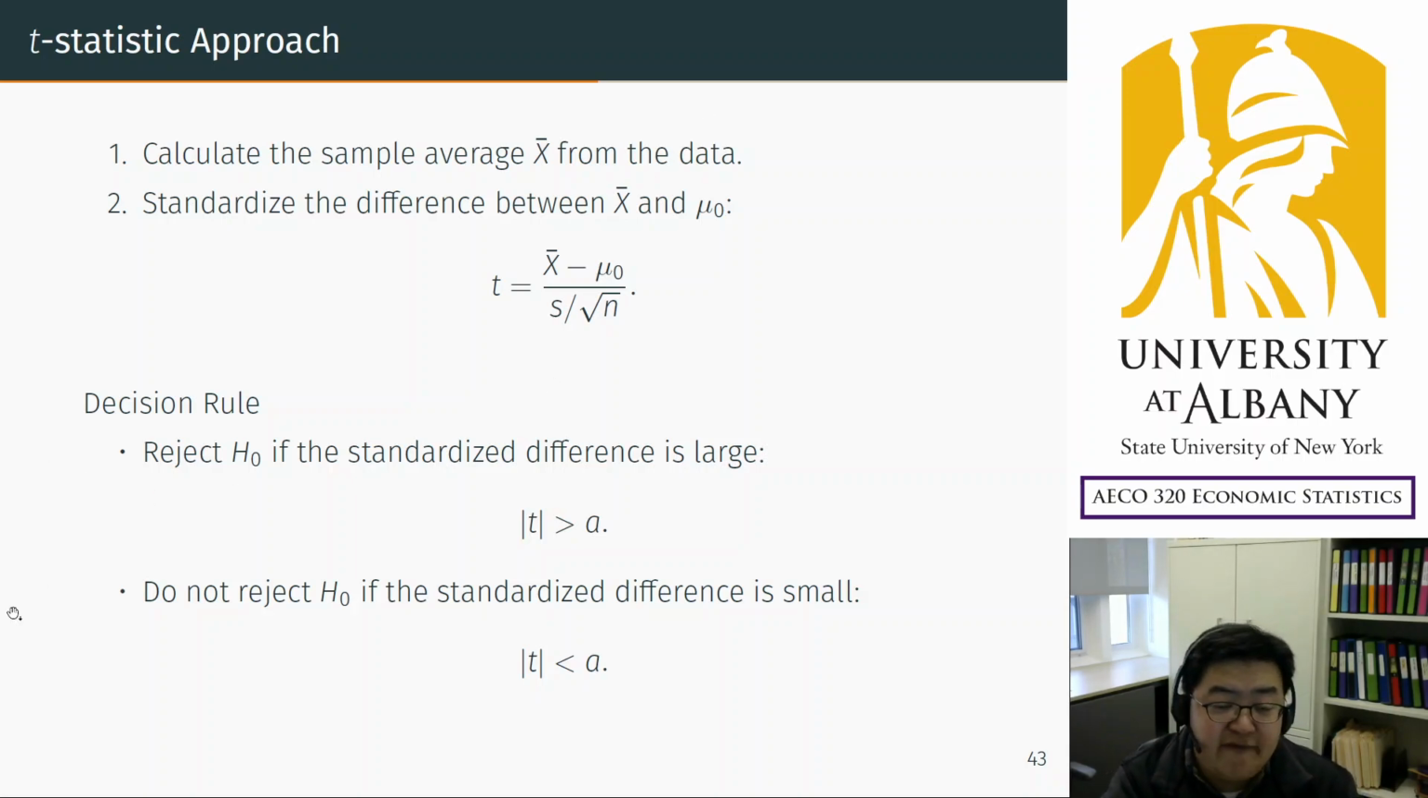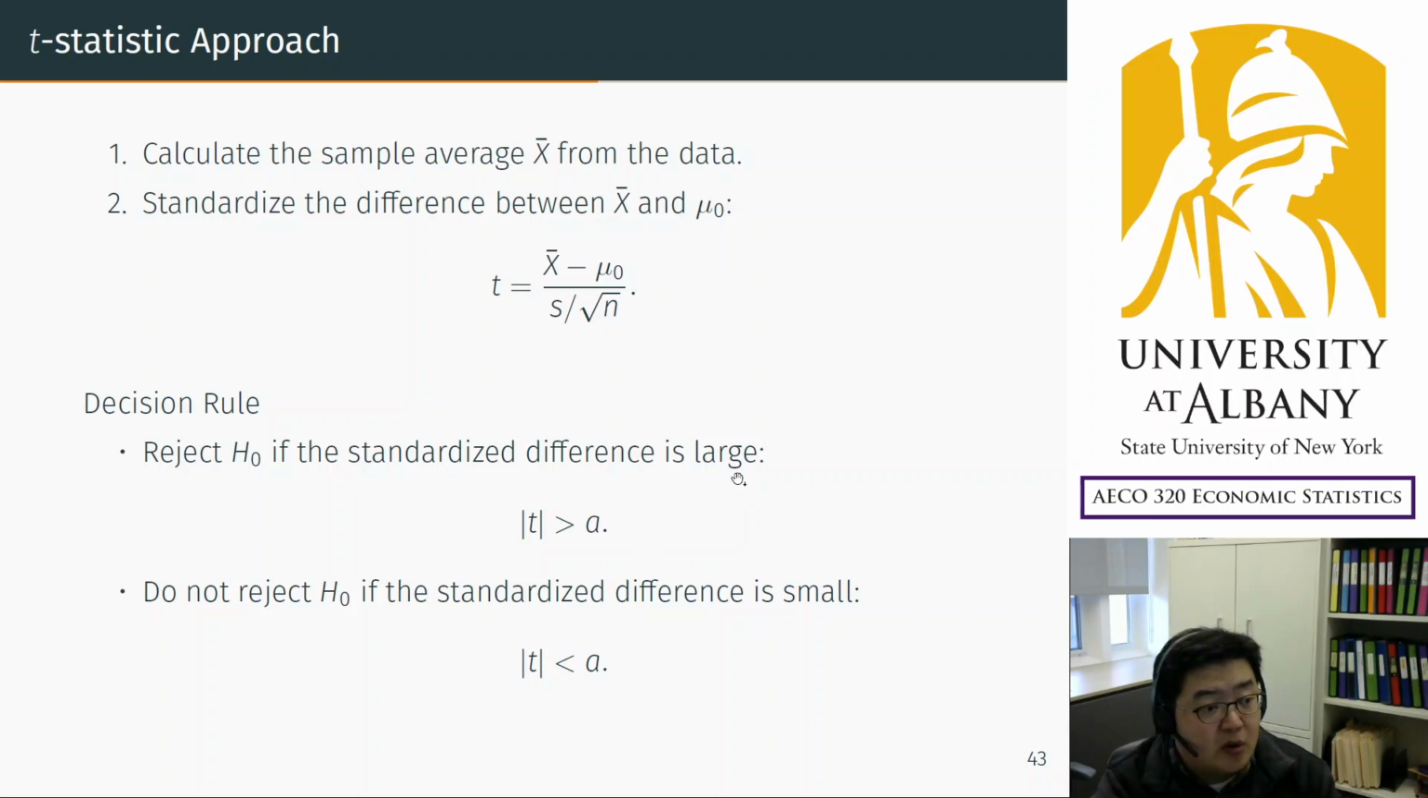So we can define the decision rule this way. We are going to reject the null hypothesis if the standardized difference, the t-statistic, is large in this sense: the absolute value is greater than a critical value a. That means t is greater than plus a or smaller than minus a. Otherwise, you don't reject. If the difference is reasonably small, then you don't need to reject your null hypothesis.